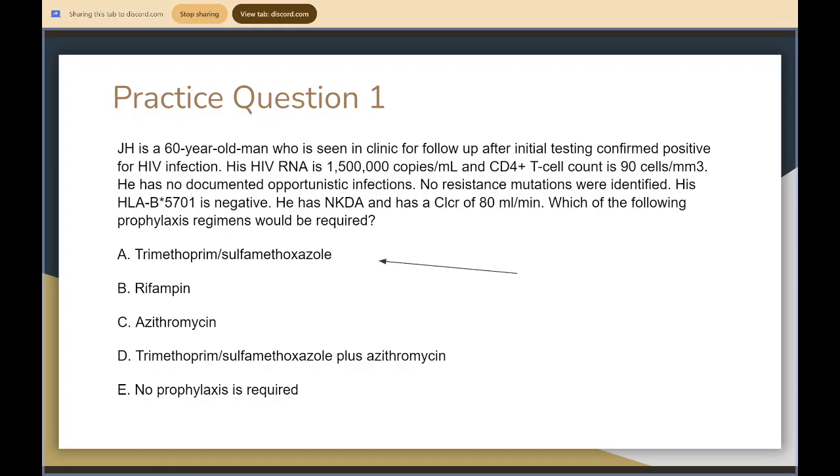So, the correct answer is going to be abacavir, and the brand name that I have is Ziagen. Abacavir and Ziagen. Epzicom has abacavir and lamivudine, so I guess technically your answer is correct. And let's talk about why.